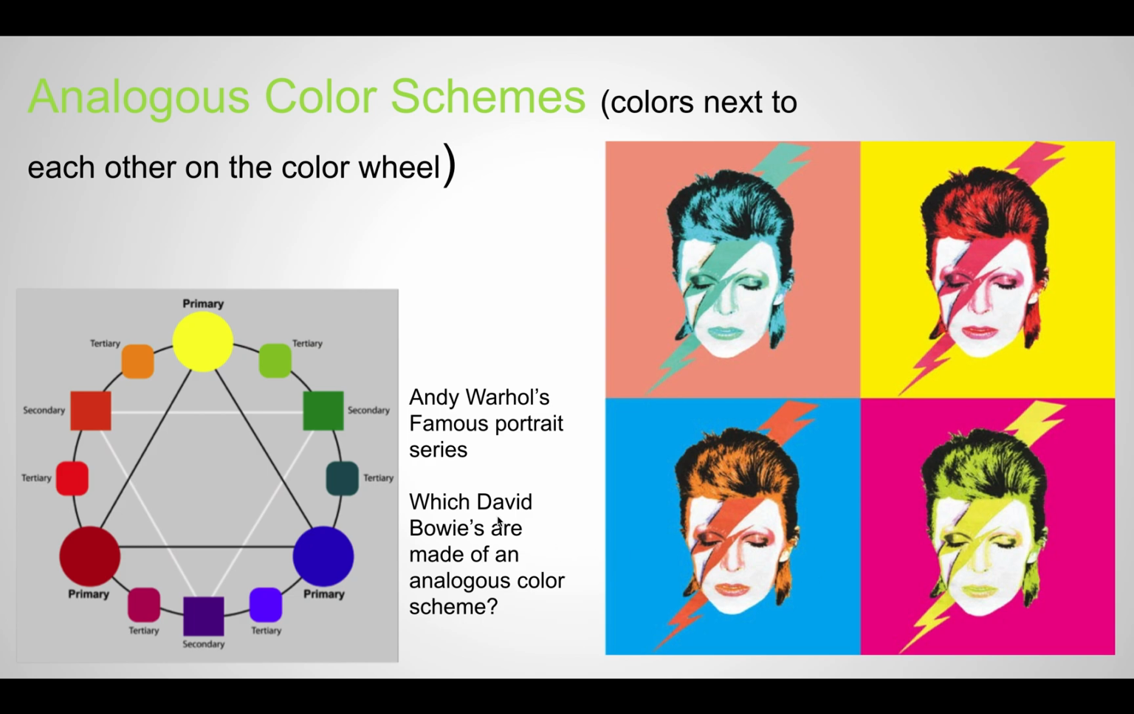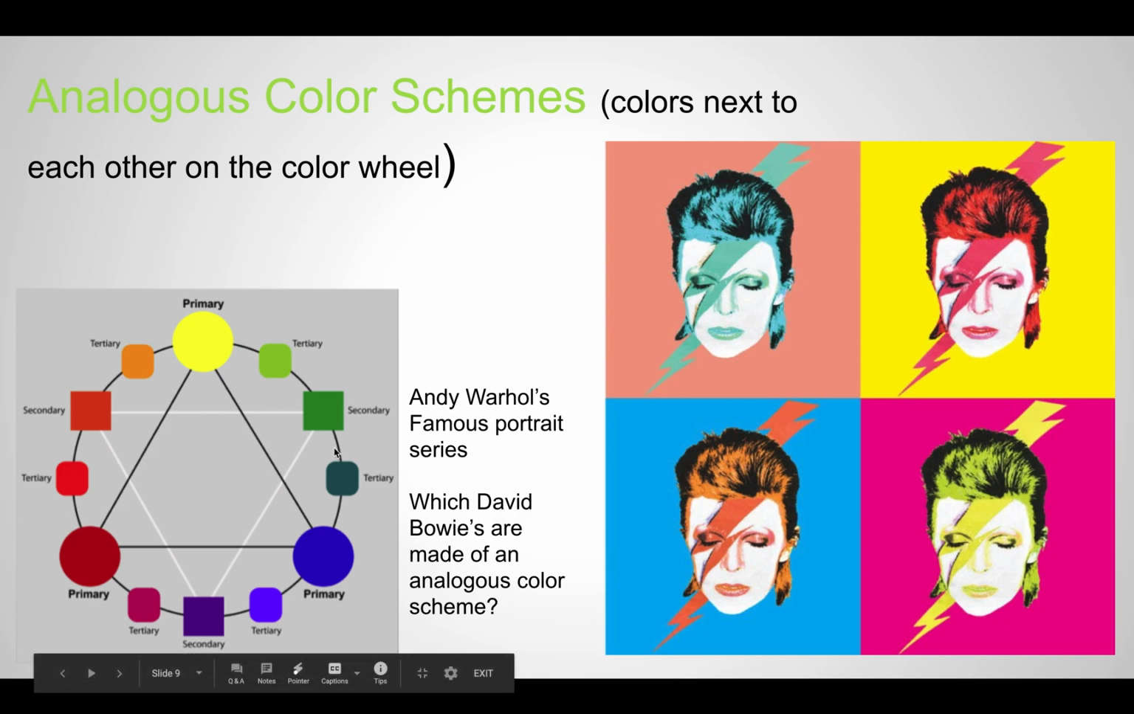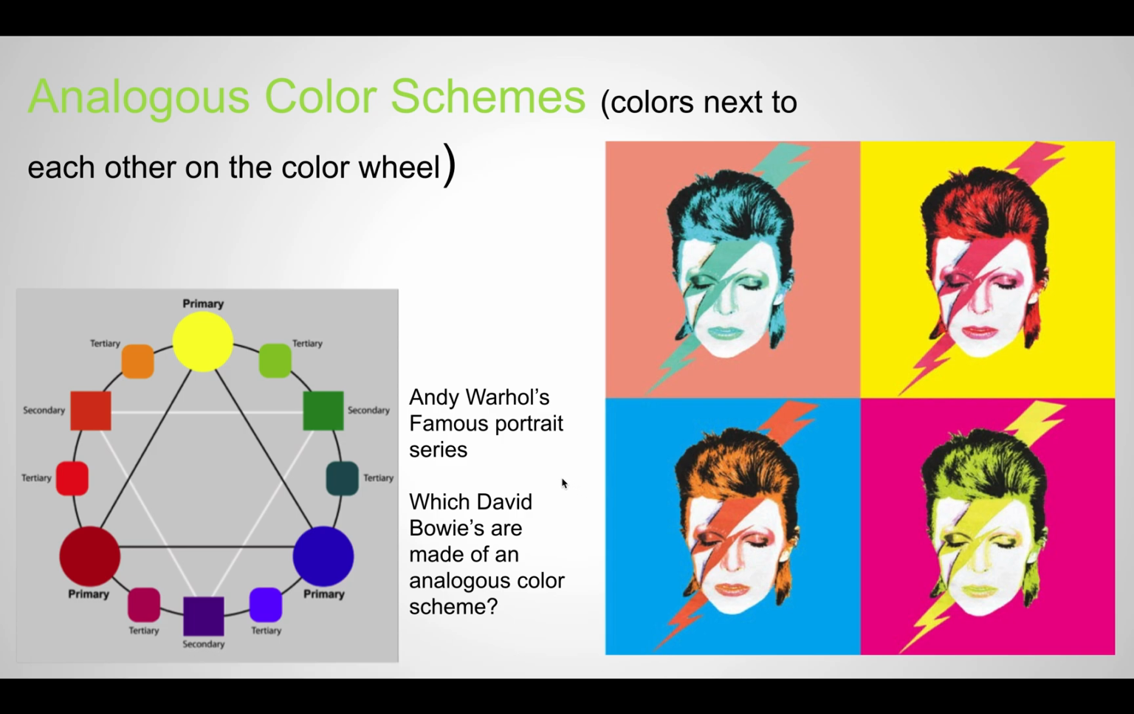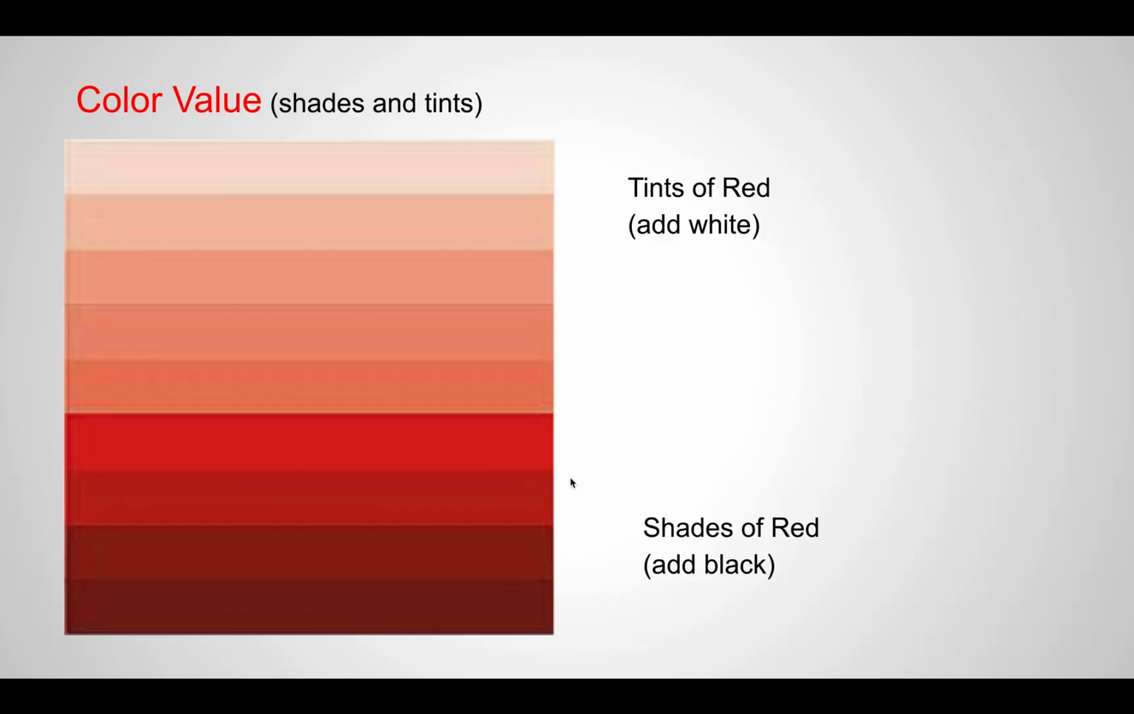Analogous colors are colors that are next to each other on the color wheel. So right next to each other. So like blues and greens, reds and oranges, blues and purples. This is also an Andy Warhol print. Which David Bowie's are made of an analogous color scheme? So analogous means colors right next to each other on the color wheel. So this top right one would be the one.